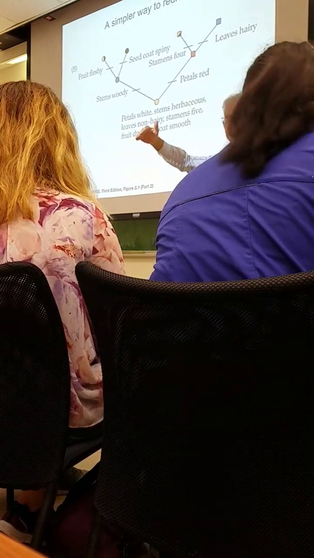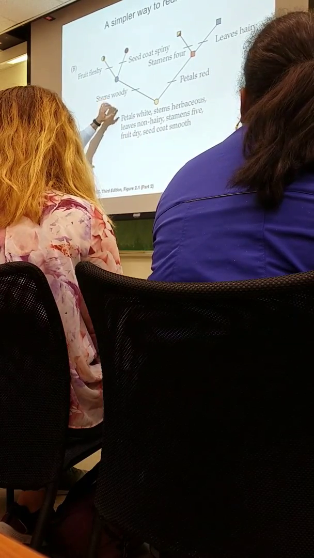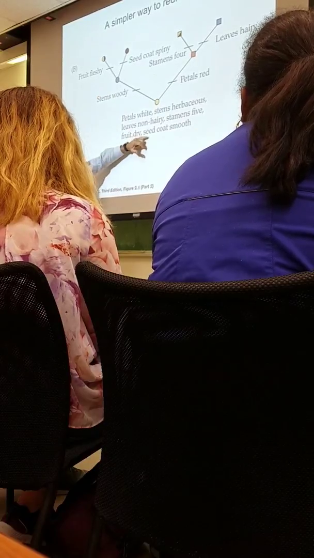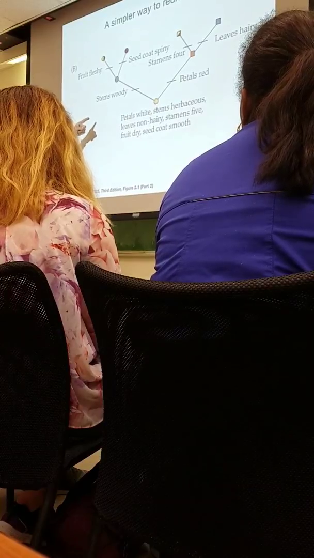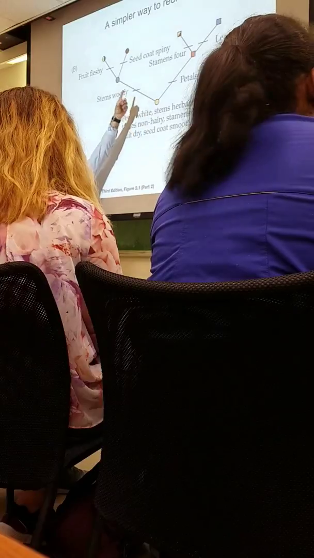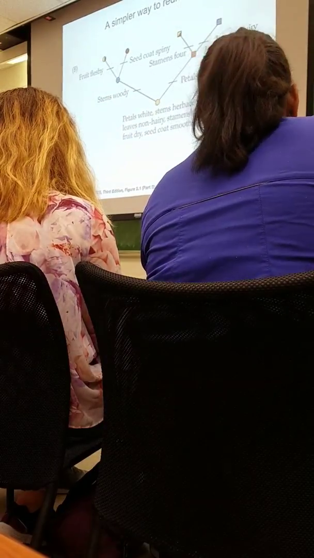Everybody okay with that? All right, this is just a little bit more involved. And then there's a change from this herbaceous to a woody stem. Oh, and now the change of the fruit from being dry to fleshy. And the seed coat is now spiny instead of smooth. That is a phylogeny. And that is being constructed using characters and character states. That's how you build trees. That's how you build phylogenies.